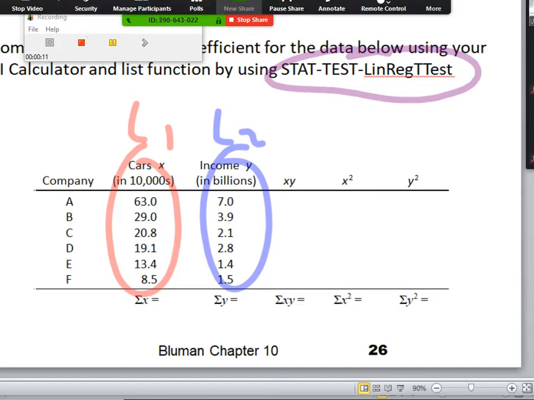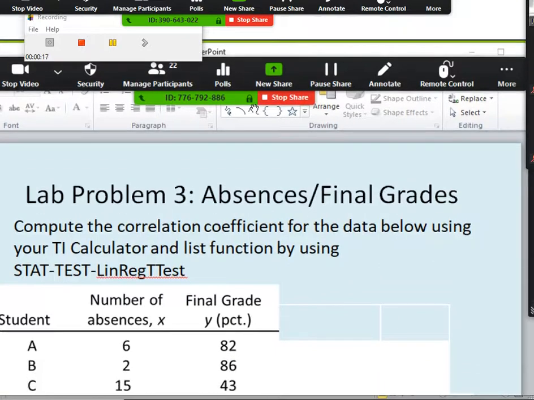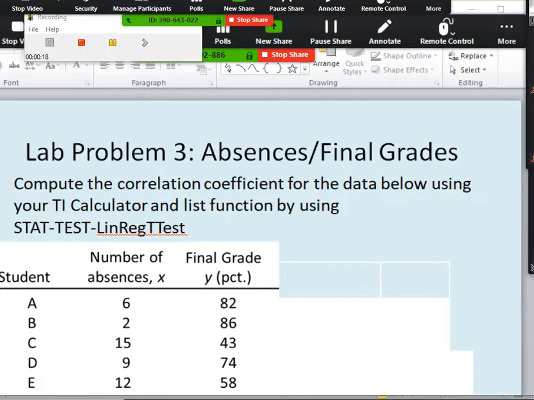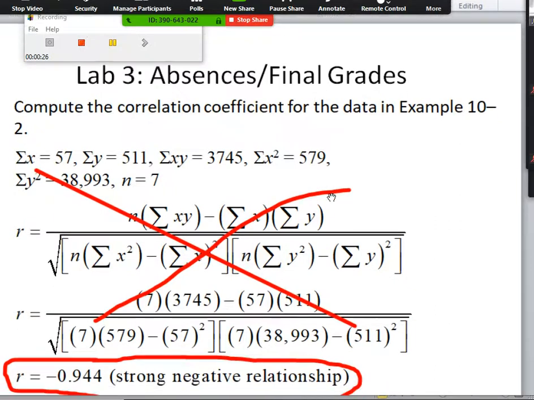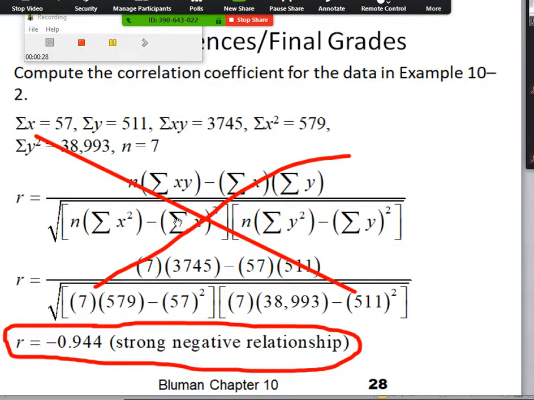This down so I can access it better. All right, this was your problem. And you did not need to do this formula. So no formula at all, just use the calculator, and you guys should have gotten negative 0.944. So it's a strong negative relationship, right? It's close to -1. -1 would be a perfect linear relationship. This is very, very close. Strong negative relationship.